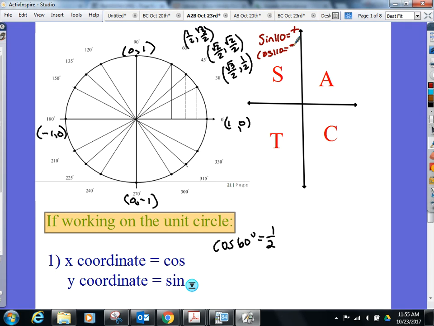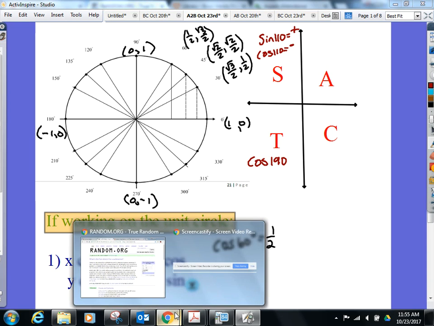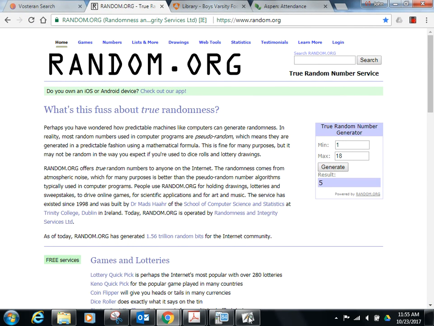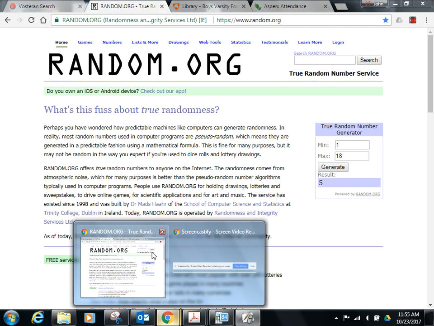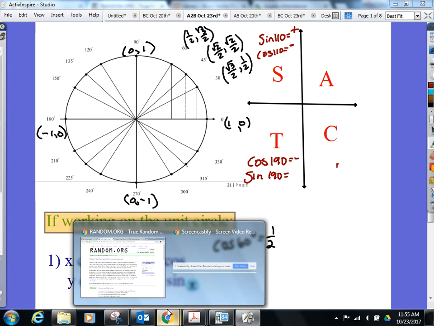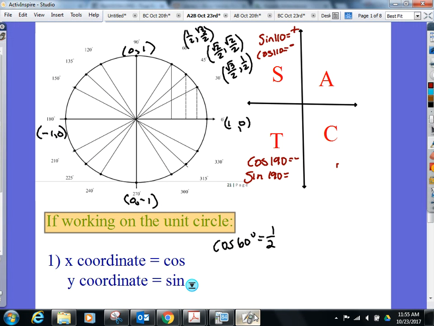Isabella, give me an angle in the third quadrant. 190. Tell me something you know about the cosine of 190. Who's got 5? It's going to be negative. What about the sine of 190? Is it going to be positive or negative? Negative. Again, why? What's the only thing that's positive? Tangent. Okay? Everything else is negative. Cosine is positive in the fourth. Everything else negative.